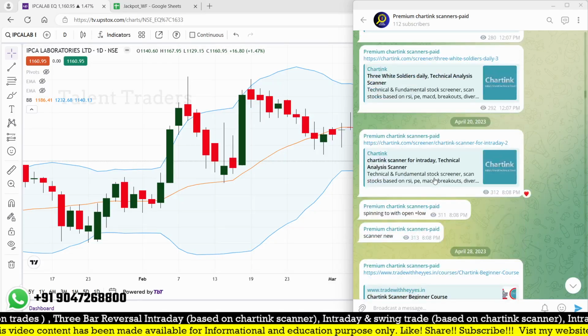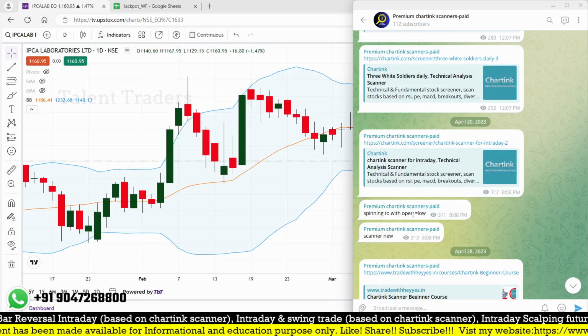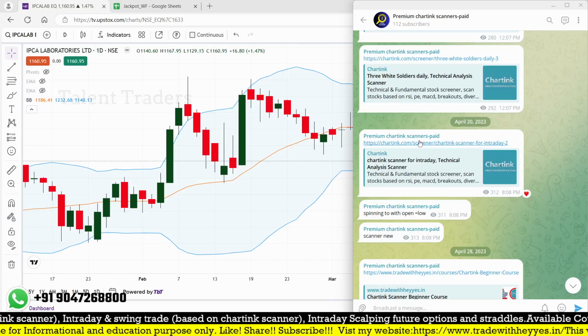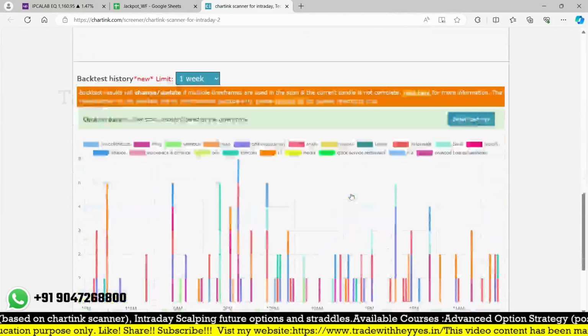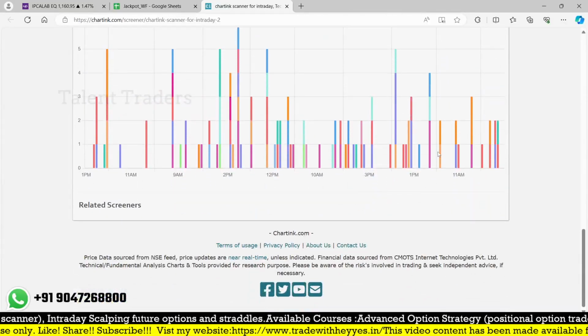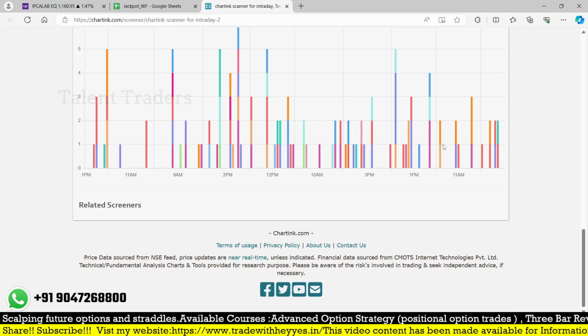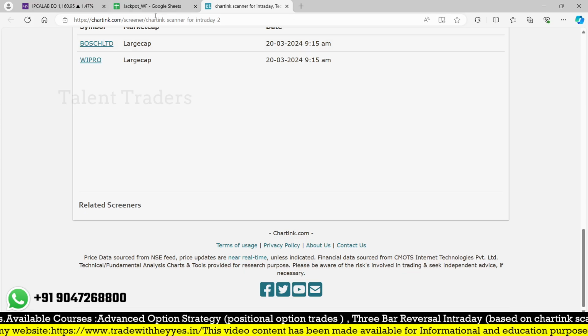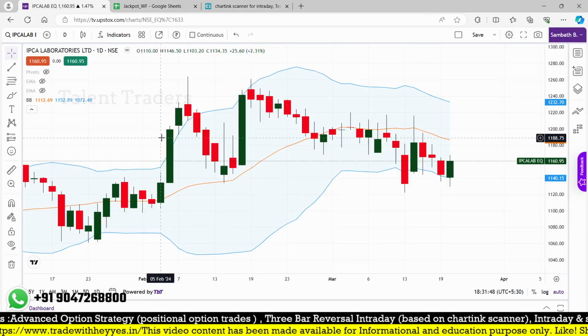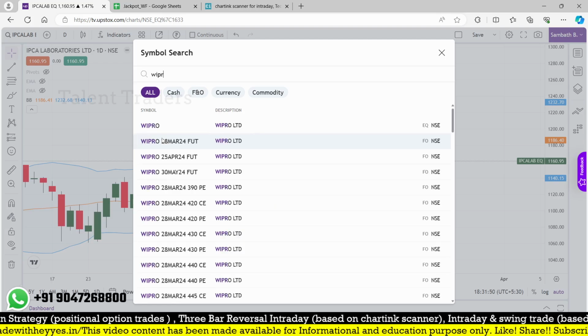Even the 3 candle reversal pattern, and you can see the spinning top with the open low. It is about a 15 minutes time frame. Maybe I will randomly check in the morning, the 9:15 spinning top candle today. So Wipro, let me check Wipro. It's a 15 minutes time frame scanner.